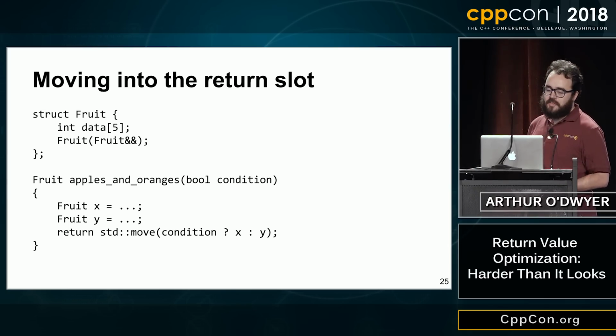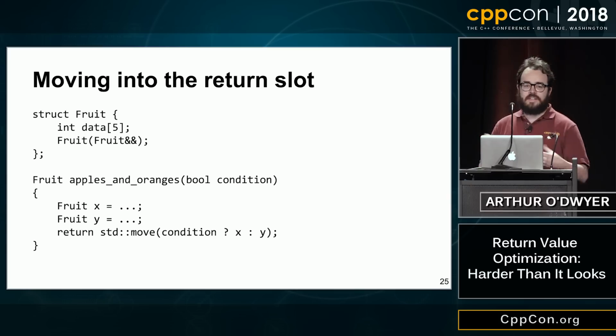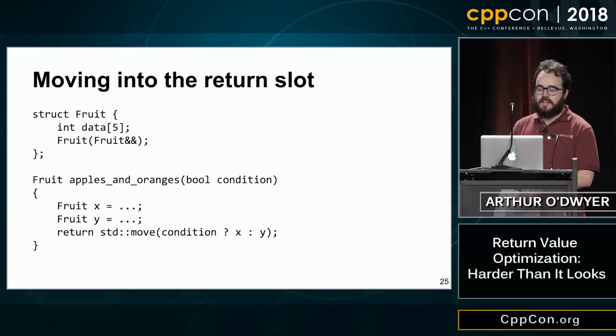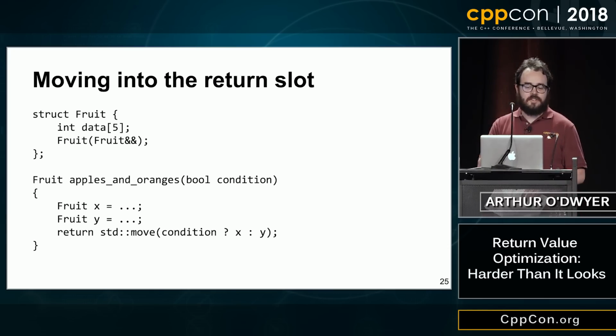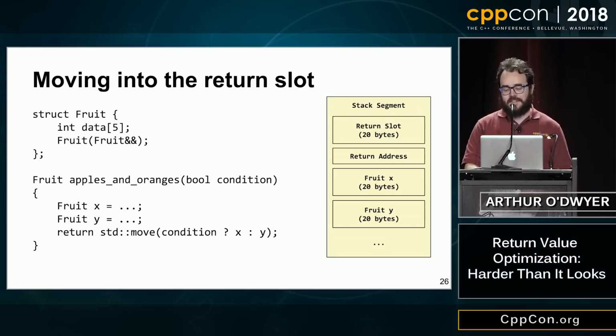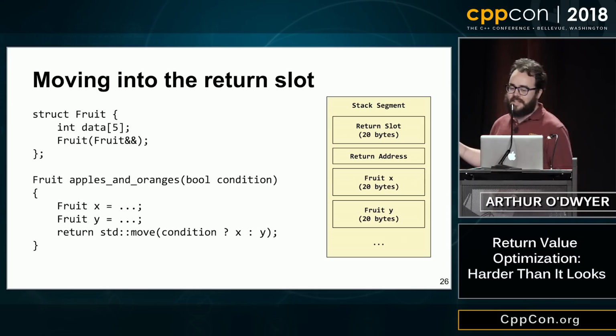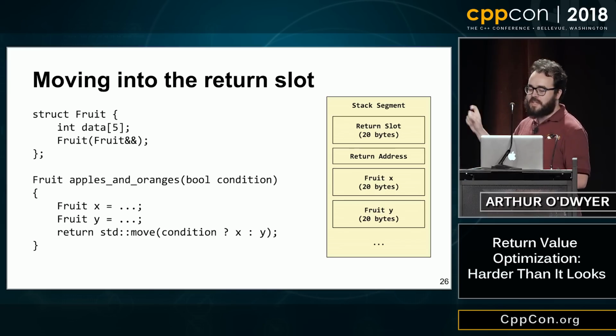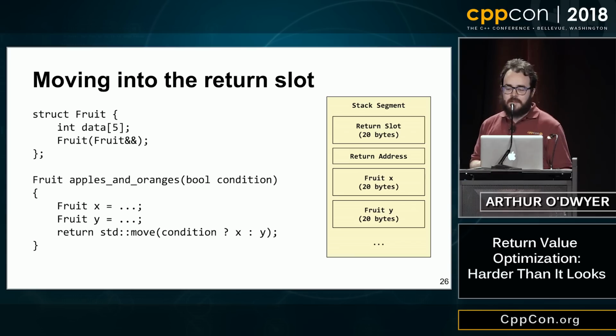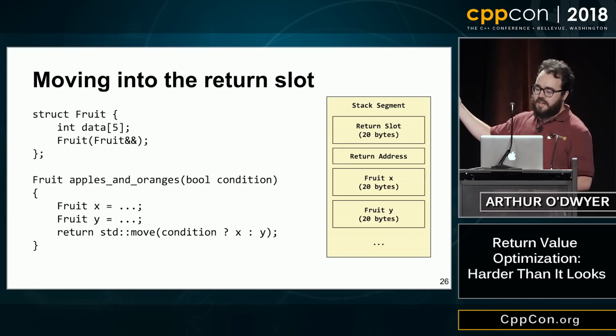Sometimes it's not that simple. Sometimes I have to create an object and then move it into the return slot. For example, here I have a local variable x and a local variable y, and depending on some condition, I'm going to choose one of them to move into that return slot. So we're going to use simpler schematics from this point on. The stack grows down on x86, as we saw in the earlier slides. So I've got the return slot up there. And then below that, I have my return address, where I'm going to jump back to. And then I have the stack frame of the function itself, apples and oranges. So I have 20 bytes for the first fruit, 20 bytes for the second fruit. And I'm going to choose one or the other of them to copy its data up into the return slot when I'm ready to return.